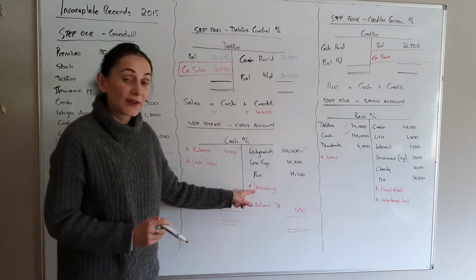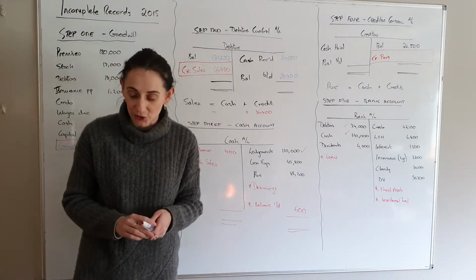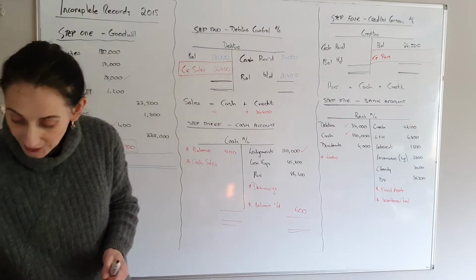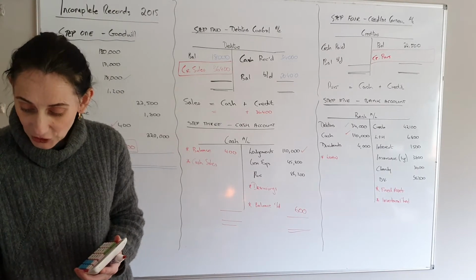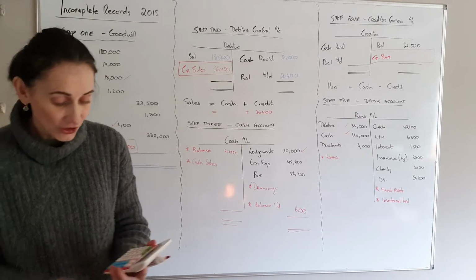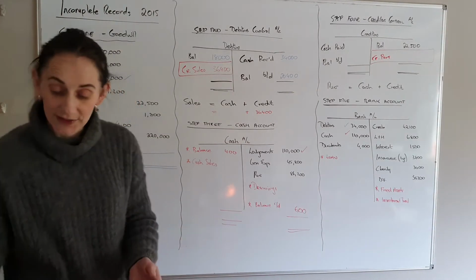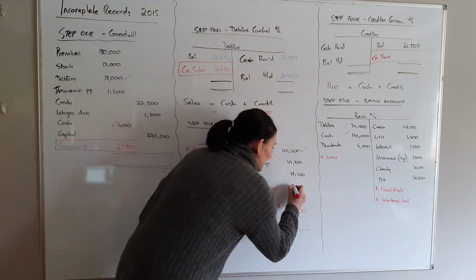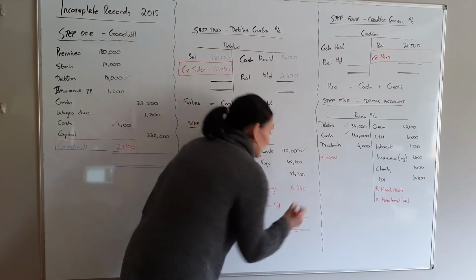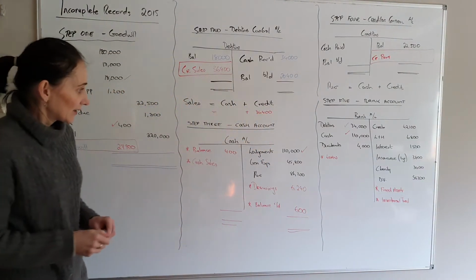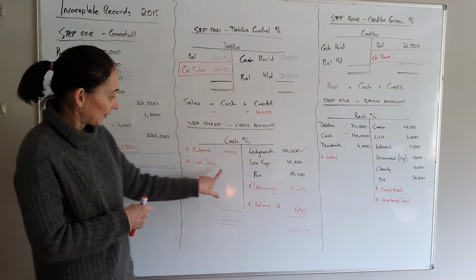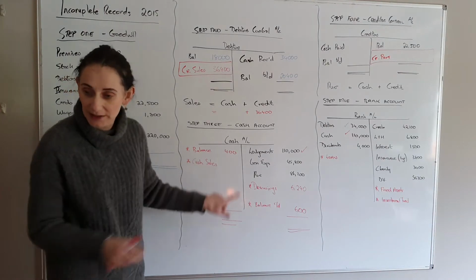Now to get your drawings figure, you have to go to the statement where they give you drawings, which is usually under the bank lodgements. And it said Murphy took goods and cash 120 per week in cash. So there's 52 weeks, so he took 6,240 in cash. So you've everything filled in now, and the missing figure will be your cash sales.